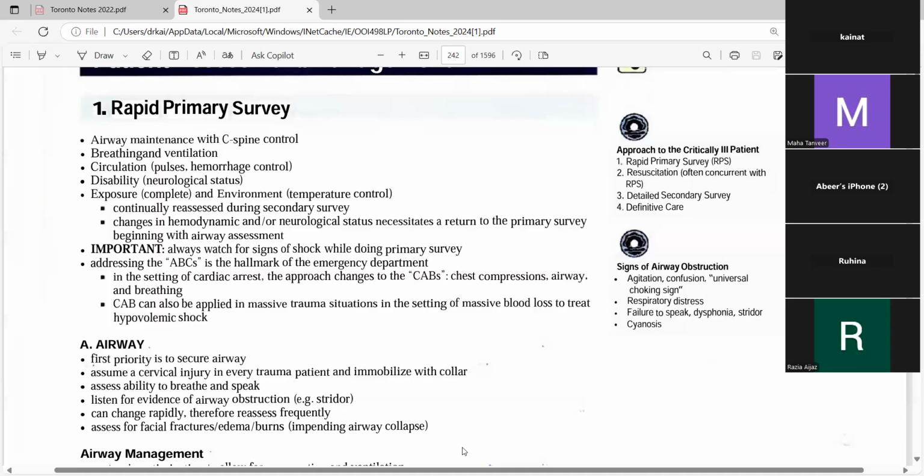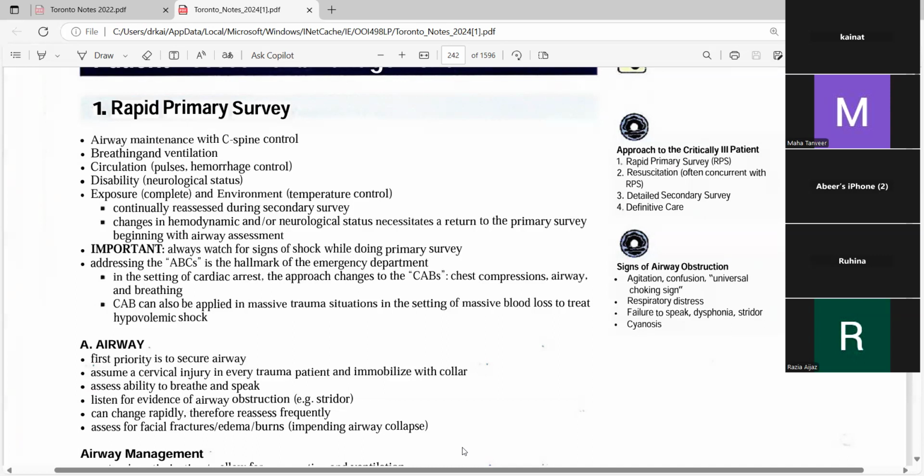So CAB is also applied in massive trauma situations in the setting of massive blood loss to treat hypovolemic shock. That's why they said in every primary survey, you have to check for hypovolemic shock. Keep checking the vitals. Approach to the critically ill patient.